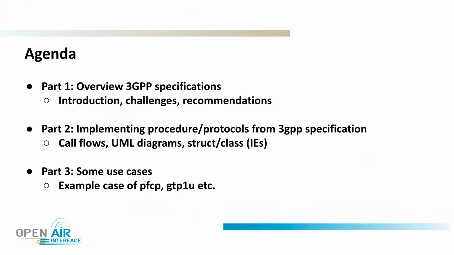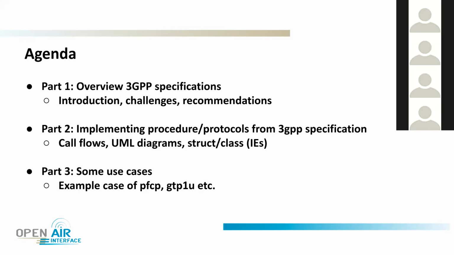So the agenda for today's webinar is we will cover in 3 parts. First part, we will see the overview of 3GPP specification for core network, especially some challenges, then the recommended practice for it. Then in second part, we will see some of the implementation specific things with OpenAir interface, like how we can implement some of the procedures and protocols from 3GPP. We will see some of the aspects from the coding perspective. And in the third part, we will see the actual example. So we'll try to see example of PFCP protocol. If possible, we can also cover another protocol like GTP1U, if time permits. So let's start.